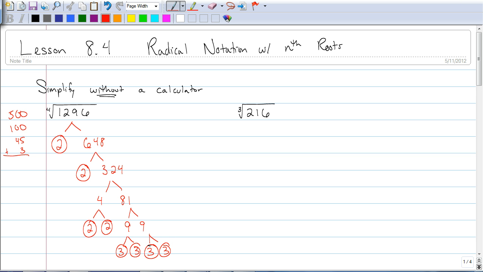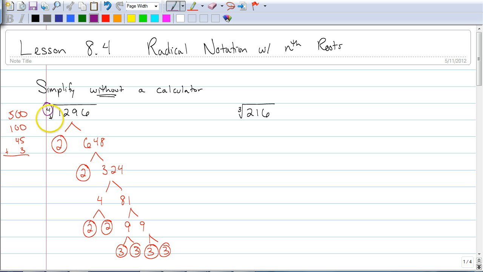So this is what we call the prime factorization of 1,296, because if I multiply 2 times 2 times 2 times 2 times 3 times 3 times 3 times 3, it'll give us 1,296. Now the key here is this is the fourth root. So the way I simplify this is, because all of these, if you notice this factor tree, are under the fourth root, I want to see what I can take out of that fourth root.